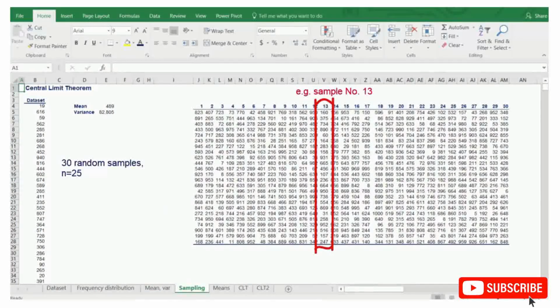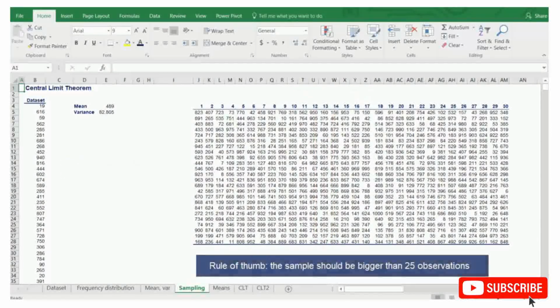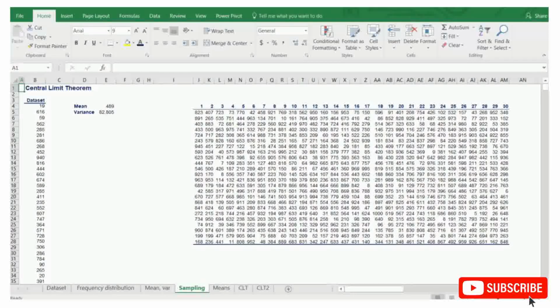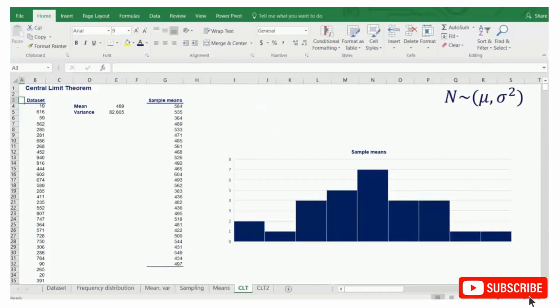Remember when we said that the sample should be sufficiently large? A common rule of thumb is that the sample should be bigger than 25 observations. The bigger the sample size, the better the results you'll get. So we have our samples. Now we are going to calculate their means and plot them once again. Okay, excellent. It looks approximately normally distributed, doesn't it?